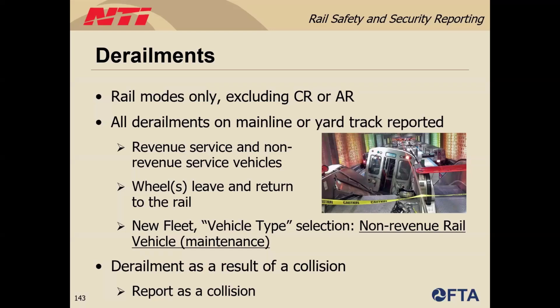Maintenance equipment such as high rail vehicle derailments are also automatically reportable. Please be sure to select one rail transit vehicle involved, even though this generates the train form. Also, on the train involved form, select new fleet, and in the vehicle type selection, choose non-revenue rail vehicle maintenance instead of other as you used to do. Reminder, derailments resulting from a collision are reported as collisions, not a derailment.